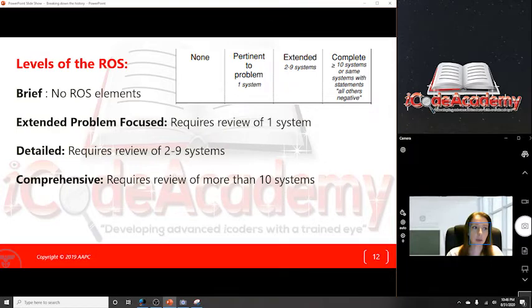Here you can see a brief HPI is no review of systems. So you can have an evaluation and management encounter with no review of systems reflected. If there is 1 review of systems completed, that is considered an extended review of systems. Detailed is going to be 2 to 9 systems, and comprehensive or complete requires 10 or more systems.